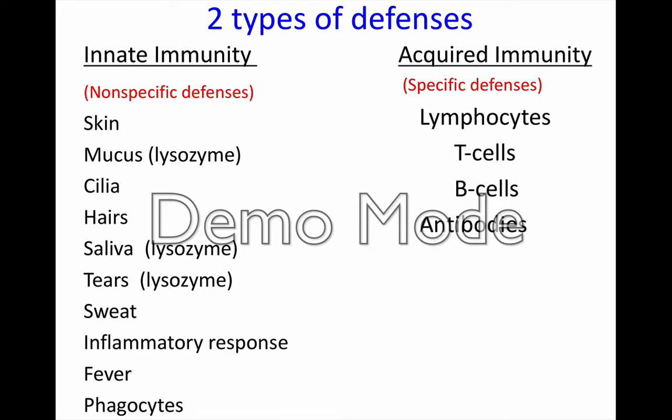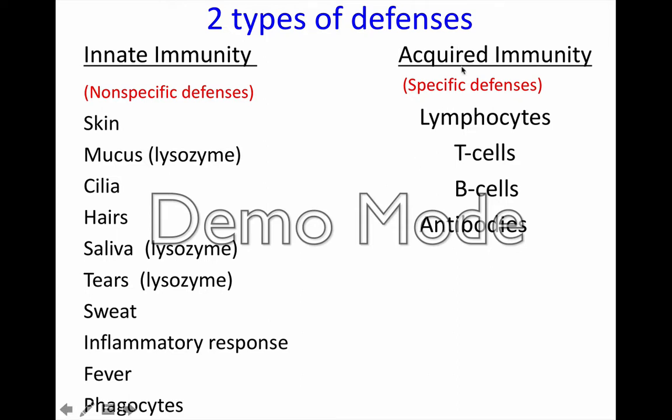So before we actually get into the 3 lines of defense, it's important to remember that there's 2 main categories of defenses. You have innate immunity, which includes non-specific defenses, and then you have acquired immunity, which involves specific defenses. If we first take a look at innate immunity, when we say it has non-specific defenses, we're saying that all of these things listed here protect you against anything and everything. It doesn't matter what kind of bacteria or virus you're looking at, all of the stuff in your non-specific defenses will protect you against anything and everything. Not a specific type of bacteria or virus, but anything and everything.